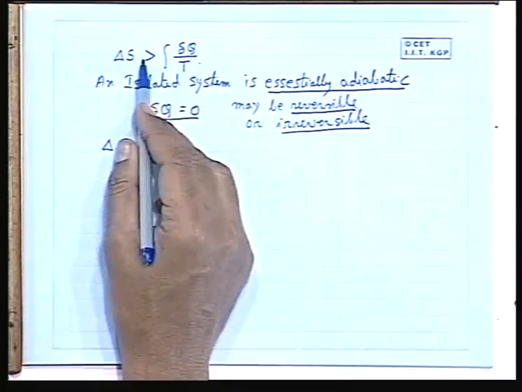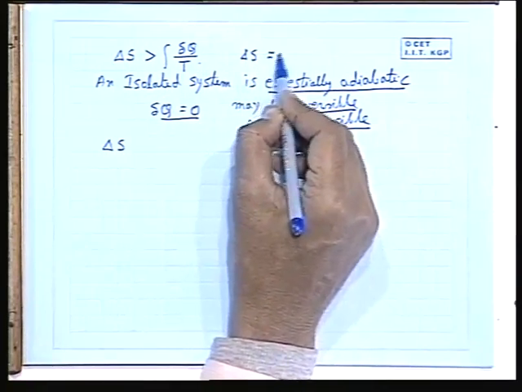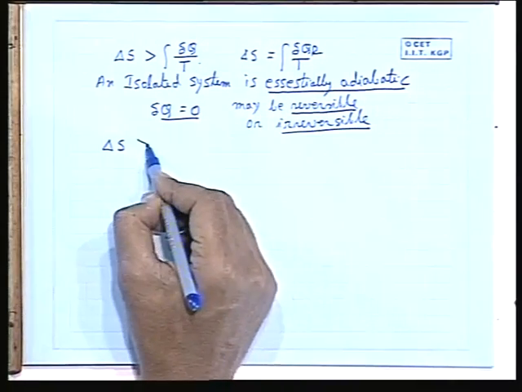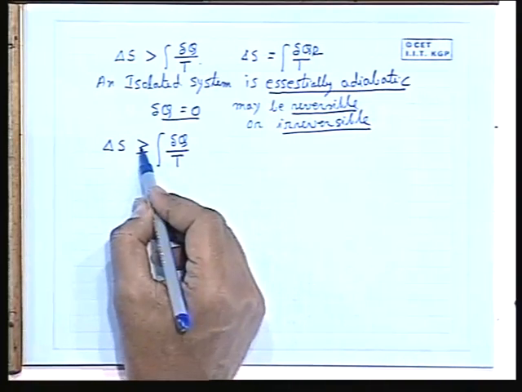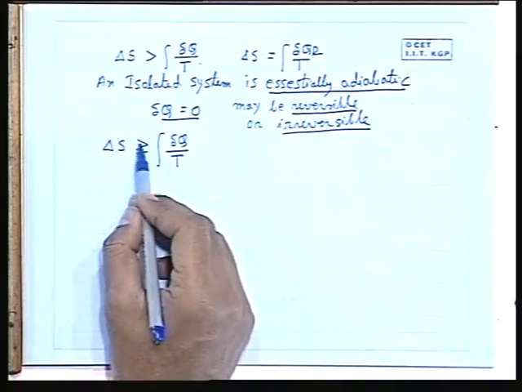Any internal processes within the system may be reversible, may be irreversible, but delta Q is 0, and we had this, that is for an irreversible process. When it is a reversible process, delta S is equal to delta QR by T. So, combining these two we wrote delta S is greater than or equal to delta Q by T. That means it is valid for any process. If it is reversible, the equality sign holds good. If it is irreversible, greater than.